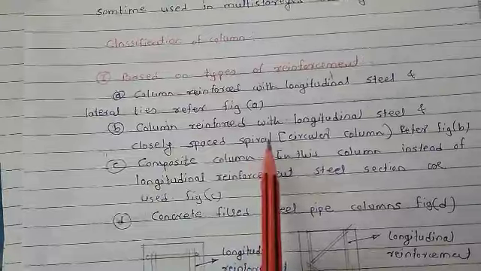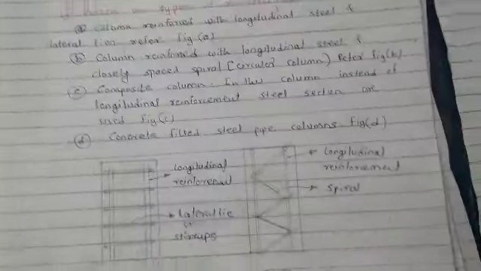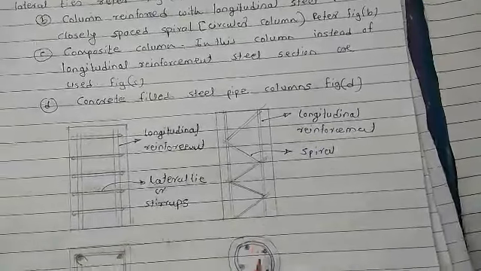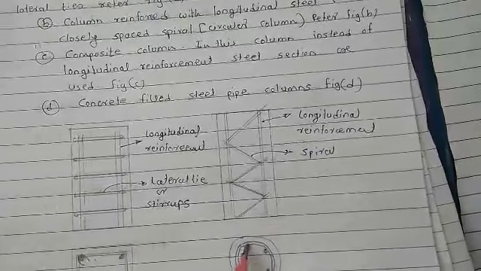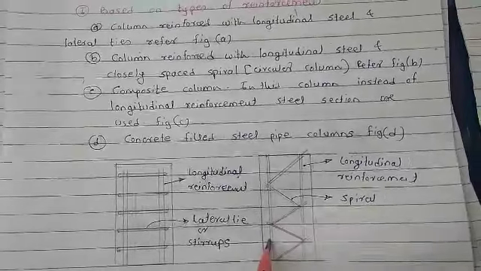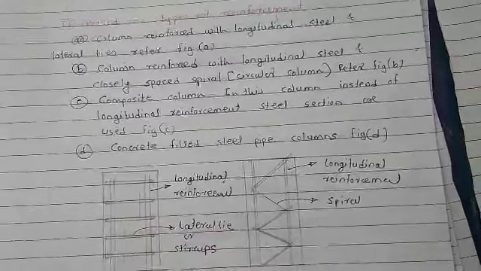The second one is the column with longitudinal steel and closely placed spiral. This case is generally used in the case of circular columns. So this is your longitudinal steel bars and this is your spiral. These are generally used in the case of circular columns.